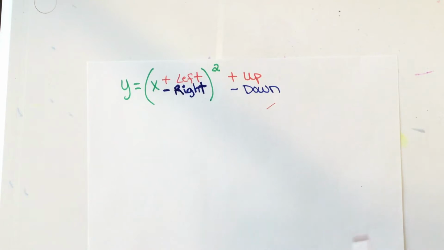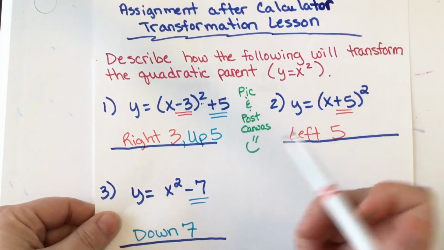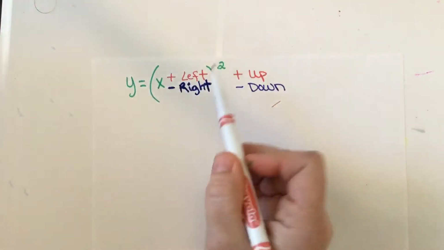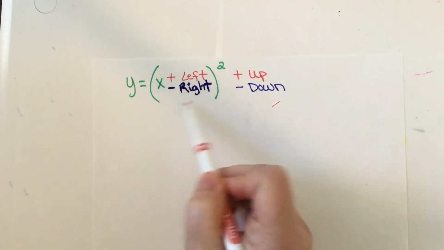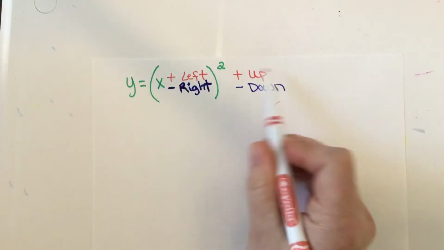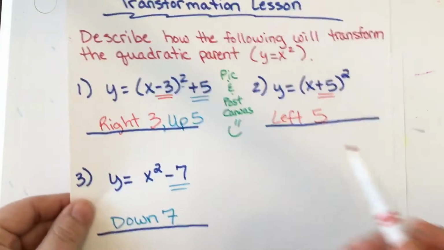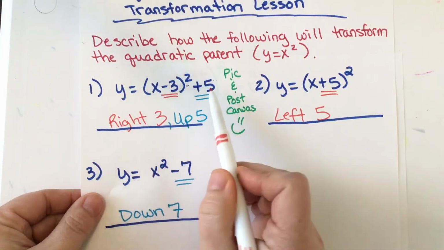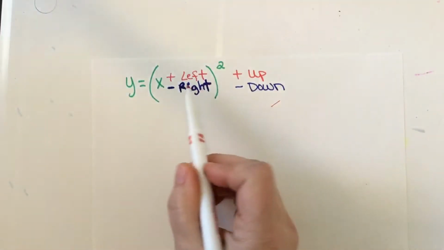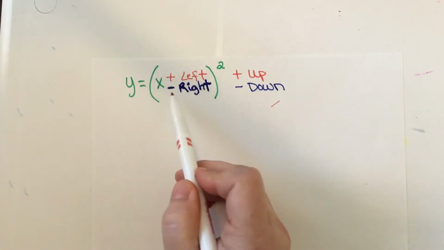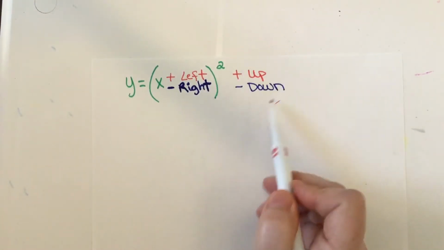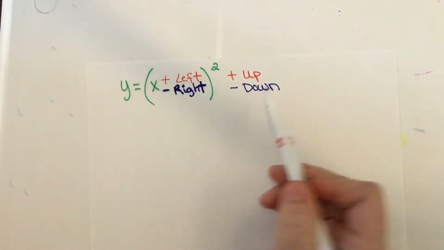So that's why all the stuff that was inside was either left or right. So inside parentheses is left or right. Outside parentheses is up or down. So inside is left or right, outside is up or down. And inside is opposite of your thought. Plus is left, minus is right. Whereas outside does what you think. Plus is up, minus is down.